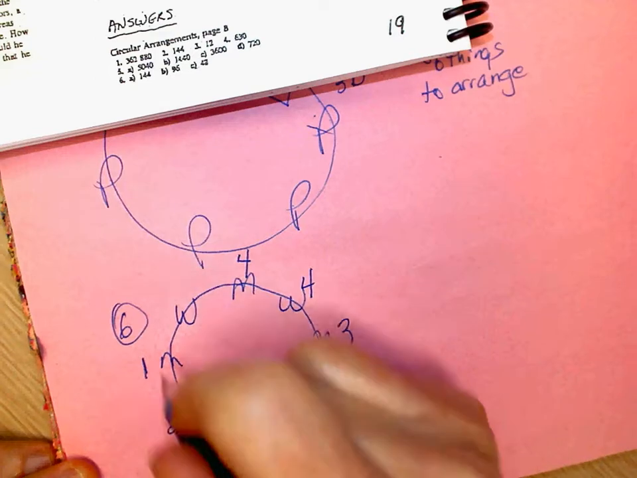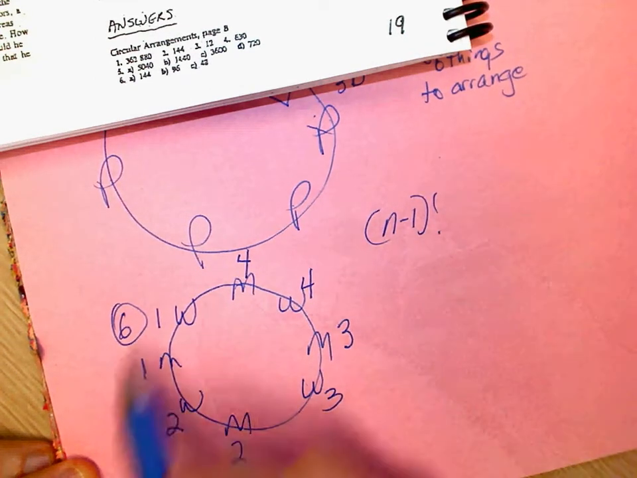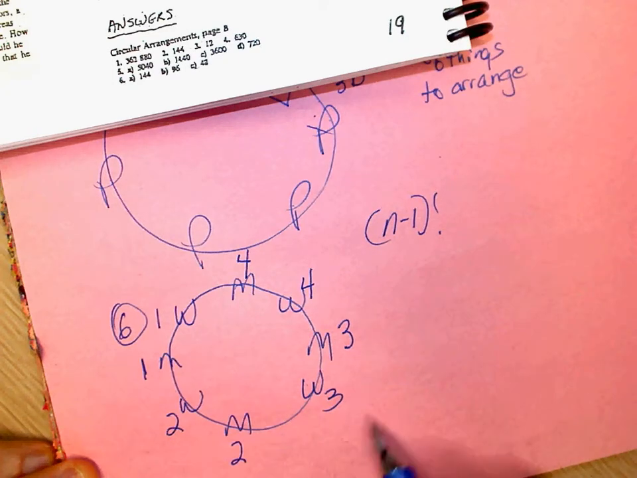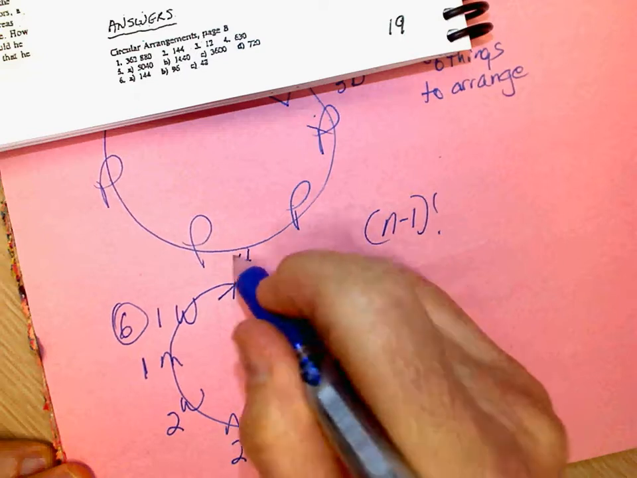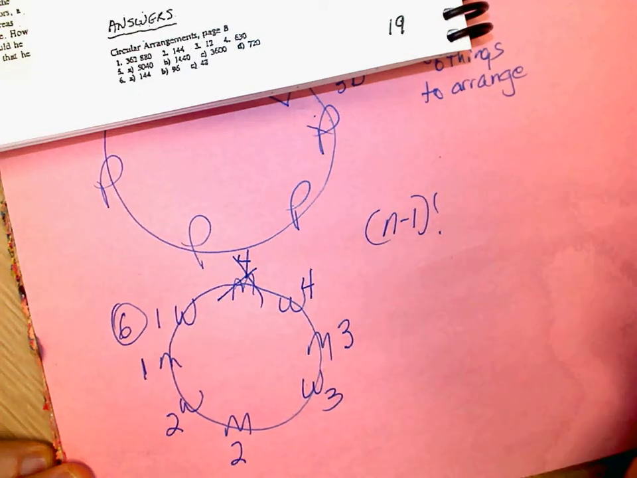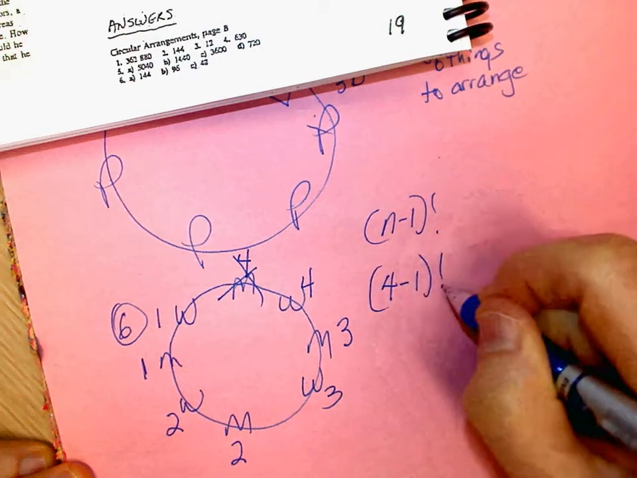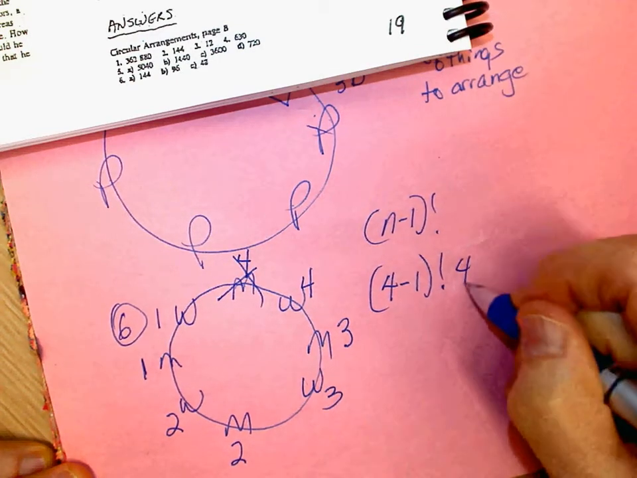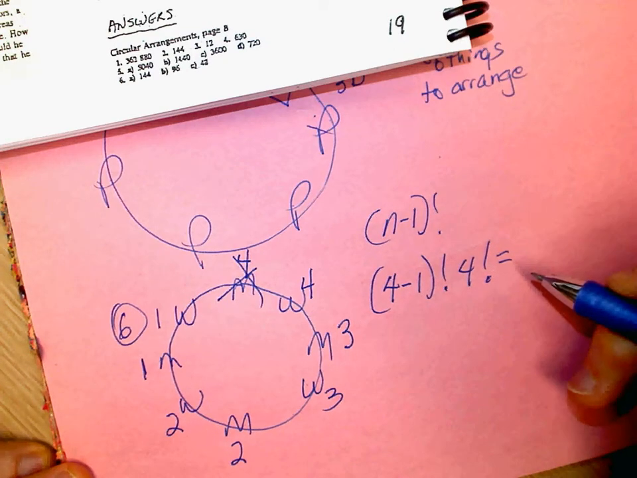Again, remember the rule, n minus 1 factorial. We have to apply that somehow because this is a circular arrangement. So we'll fix the man in this case. We could have fixed the woman. It doesn't matter. 4 minus 1 factorial. Then arranging the women, 4 factorial. And that's the same answer as in number 2, which was 144.